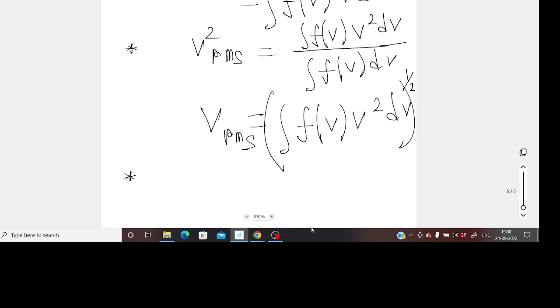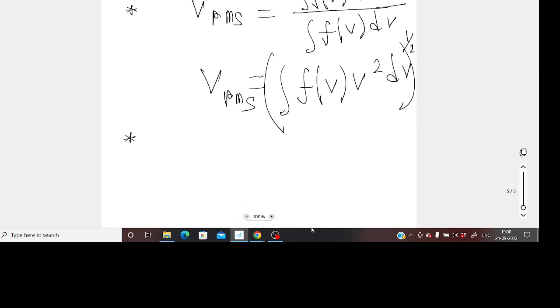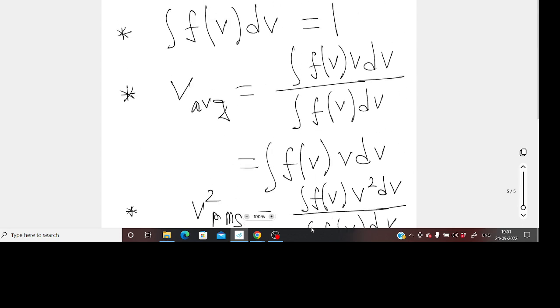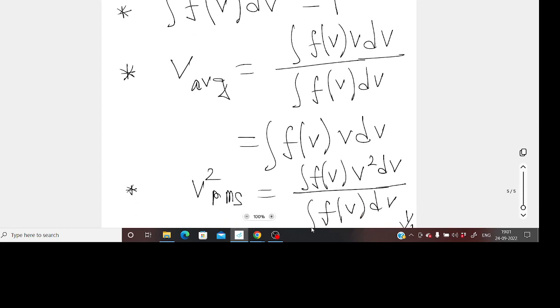Now if you need to calculate the value of the speed where the probability of this distribution is maximum, then you need to do this thing, at v equal to some v star. Let's just calculate the value. Okay, so this can be a good homework for any arbitrary d dimension. Please do that if you have time. Okay, clear? Yes, sir. Any question? No, sir.